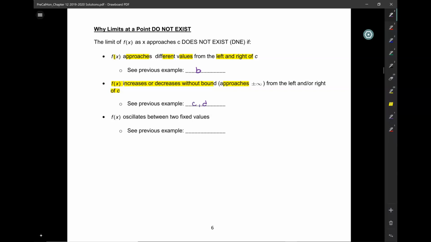And a third situation to get DNE is if f of x oscillates rapidly between two fixed values, like in E, right? So that has to be a rapid oscillation. So if it's just y equals sine x, that's not fast enough. We could definitely pinpoint where y is, right? That's why we were able to do chapters 4 and 5. It has to be quick oscillations.